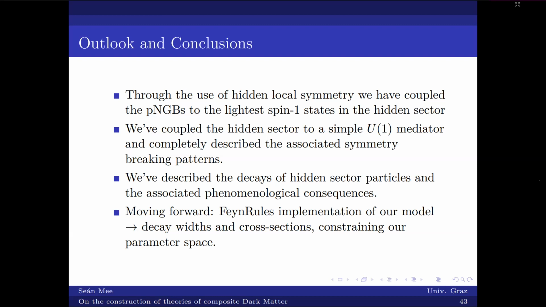So what we're working on next is building a FeynRules model which describes our theory. And from that, we should be able to look at some decay widths, cross sections, and start constraining our parameter space. So that's everything I have for you today. Thank you for listening.